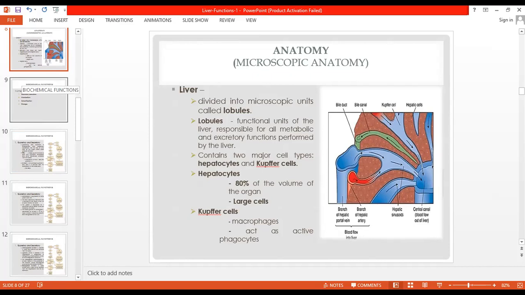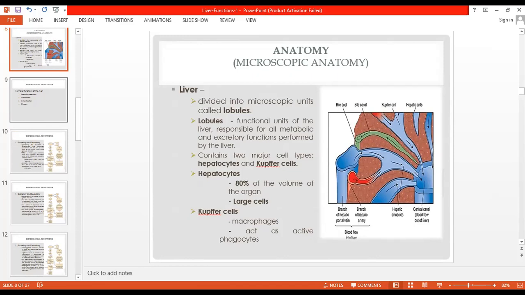Each portal triad contains a hepatic artery, a portal vein, and a bile duct surrounded by connective tissue. The liver contains two major cell types: the hepatocytes and Kupffer cells. The hepatocytes make up approximately 80% of the volume of the organ.